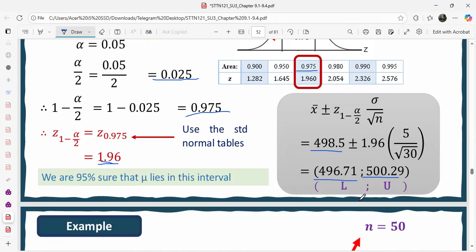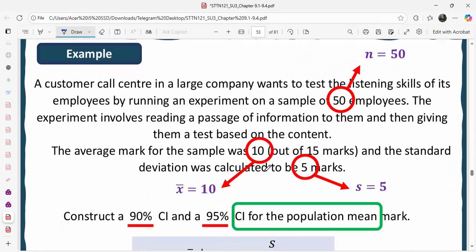They call this one the lower limit. The other one, they call the upper limit. Now we can conclude that we are 95% sure that the population mean lies in the interval between this one and this one.